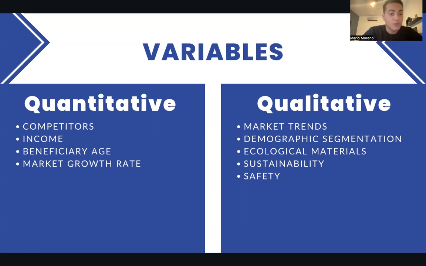And finally, the market growth rate. This is important because the implementation of ecological houses and the use of ecological material for the construction of different buildings and houses has a growth rate that is increasing from years behind to now. So it is important to take it into consideration.